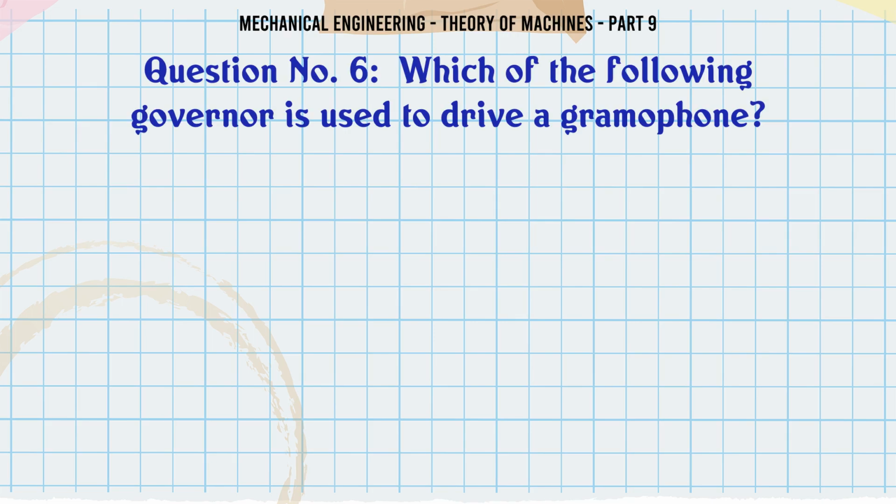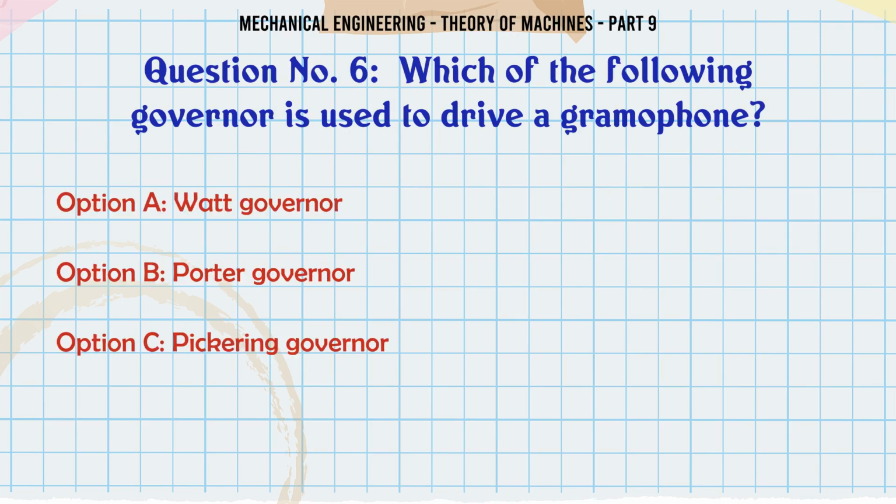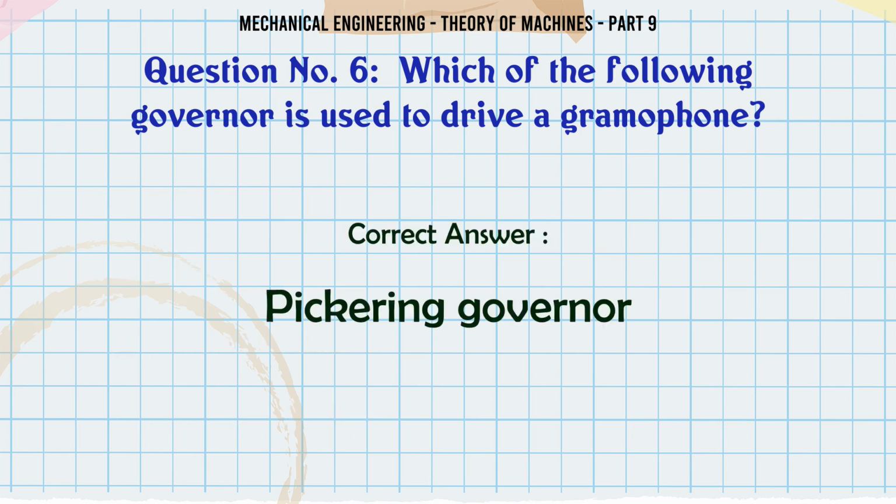Which of the following governors is used to drive a gramophone? A. Watt governor. B. Porter governor. C. Pickering governor. D. Hartnell governor. The correct answer is Pickering governor.